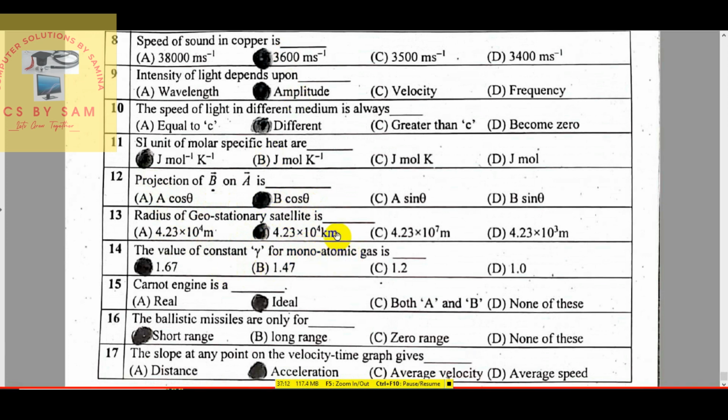The value of constant for monoatomic gas is 1.67. Carnot engine is the ideal engine. और उसके बाद है ballistic missiles are only for short range. The slope at any point on the velocity time graph gives the acceleration.